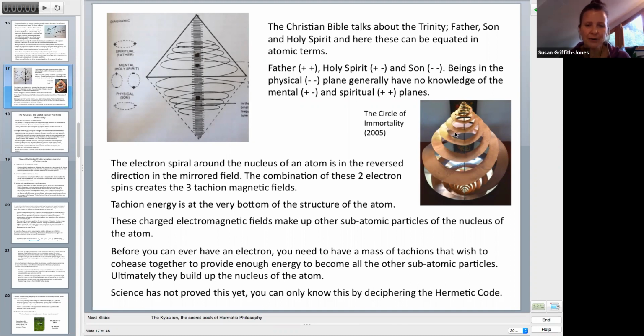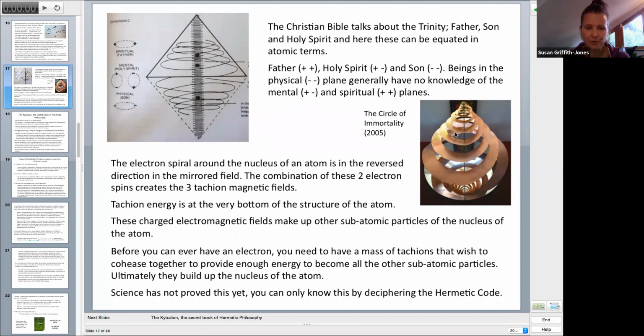The electron spiral around the nucleus of an atom is in the reverse direction in the mirrored field. The combination of these two electron spins creates the three tachyon magnetic fields. So tachyon energy is at the very bottom of the structure of the atom. These charged electromagnetic fields make up other subatomic particles of the nucleus of the atom. So it's like before you can ever have an electron, you need to have a mass of tachyons that wish to cohere together to provide enough energy to become all the other subatomic particles. Ultimately, they build up the nucleus of the atom. So really, they are the kind of base building block of existence.